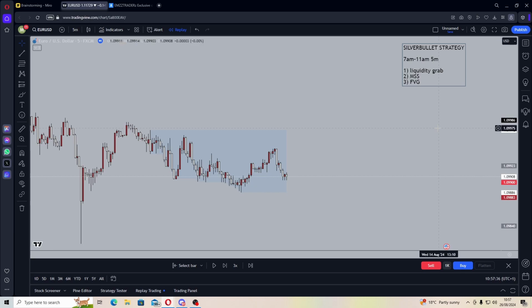I'm going to be giving you the full breakdown of the ICT Silver Bullet strategy that made me pass my first ever funded account of $3,000, as you can see right here. Now I'm going to be showing you exactly the process that I used in every single trade to go through it. So let's just get straight into it.